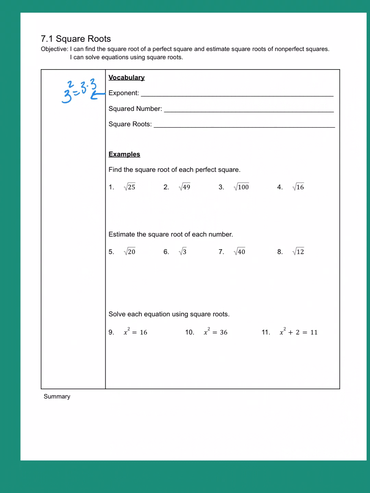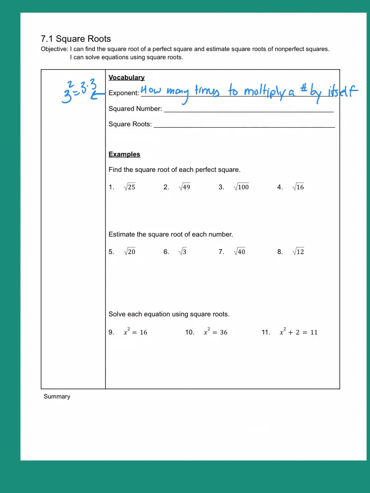So the exponent tells us how many times to multiply a number by itself. In the example I gave, 3 to the second means I'm going to multiply 3 by itself 2 times. 3 times 3. If that exponent had been a 5, it would tell me to multiply 3 by itself 5 times. 3 times 3 times 3 times 3 times 3, and so on.